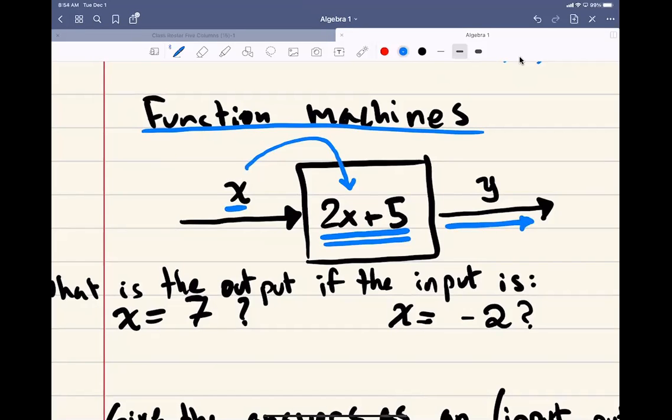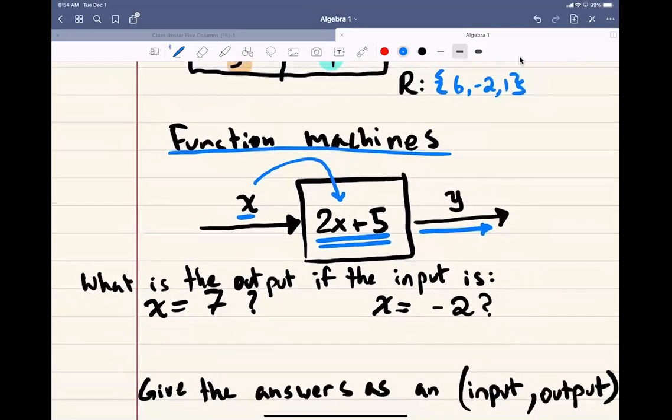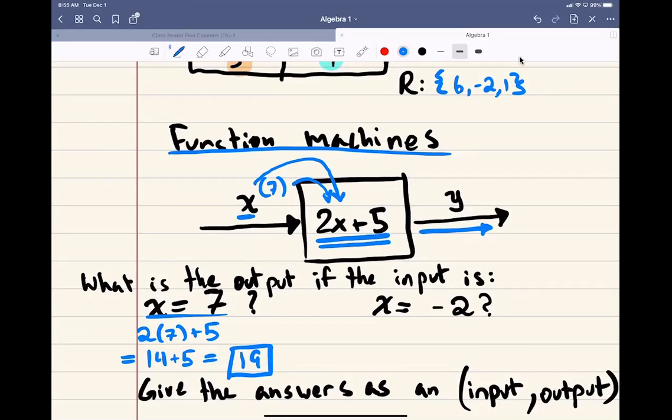So what's that y? Basically when they ask you what is the output if the input is x equal to 7, what we're saying is we're going to put this 7 in here where the x is. So we're going to rewrite this as 2 times 7 plus 5. We're evaluating. 2 times 7 is 14, plus 5. So the answer is going to be 19 here. And that's basically it.